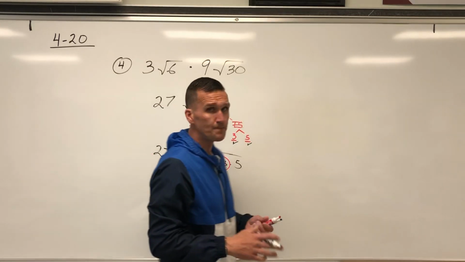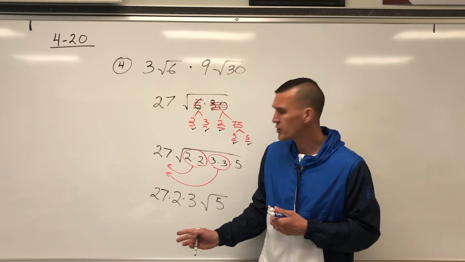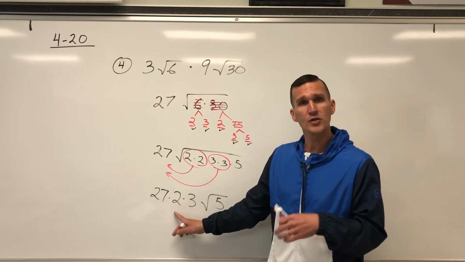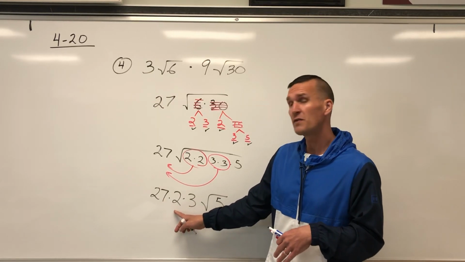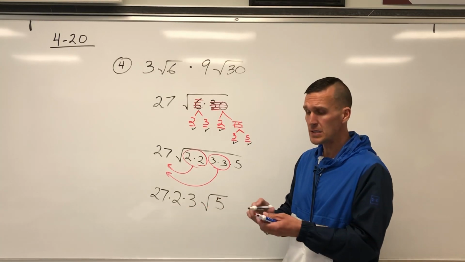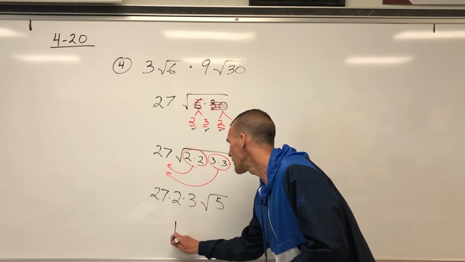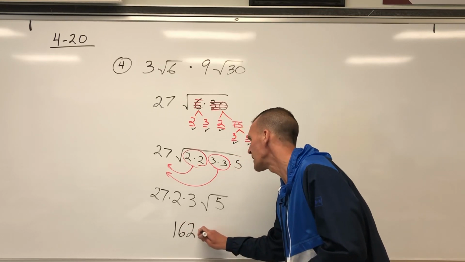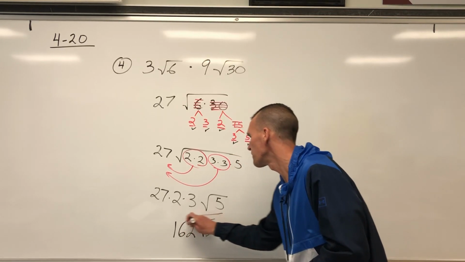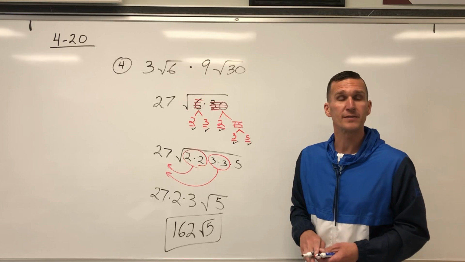Now here is where you might want to use a calculator for sure, right? 27 times 2 is 54. 54 times 3 is 162 on the outside. Square root of 5 is my final answer.